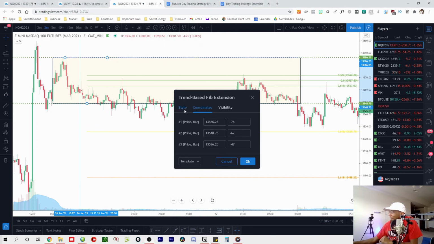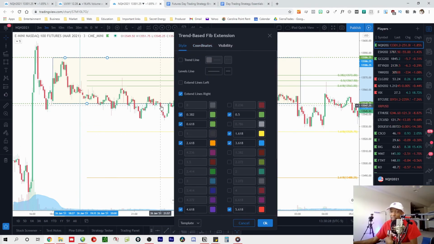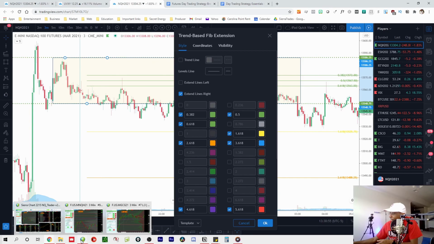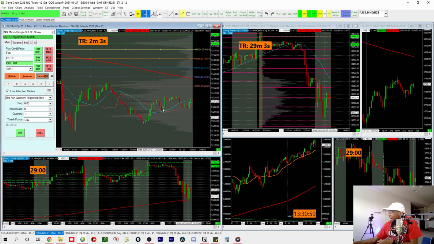What I did is based off of my studies and everything. We're not going to look at the retracement part of this Fib extension tool; we're going to look at the extension part. So really simply, I'm using 0.618. In other platforms, like Sierra Chart, I believe it's 6.18, or let me look at this real quick.